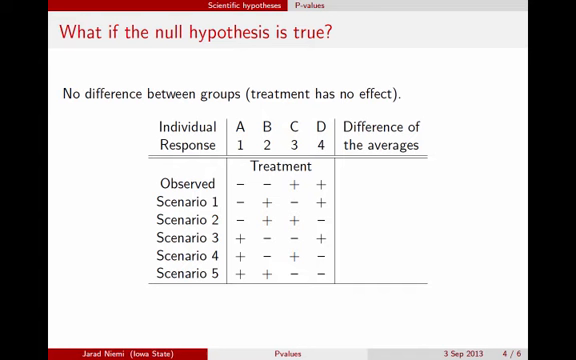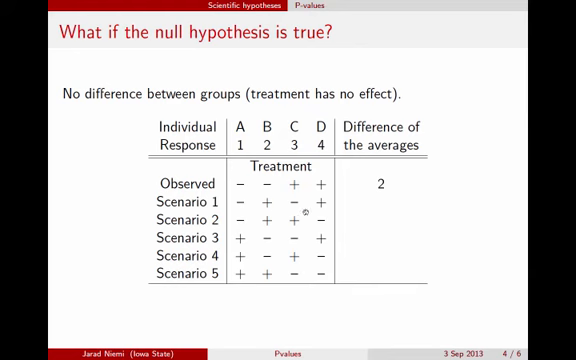Alright, so for example, in the randomization scenario that we actually observed, we're going to take the average of the individuals in the negative group, that is A and B. So the average there is 1.5. And we're going to take the average of the individuals in the plus group, that's 3.5. And we're going to subtract the minus from the plus. So in that case it's 3.5 minus 1.5, which is 2.